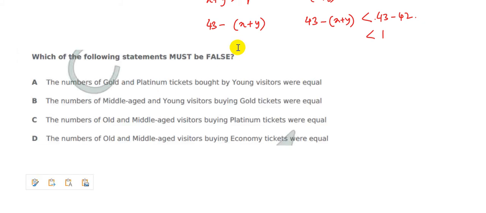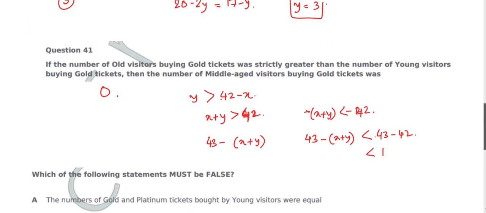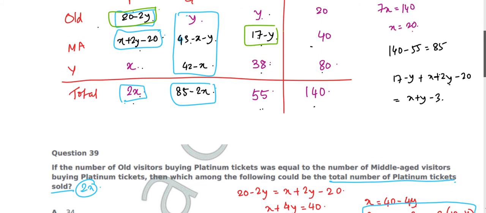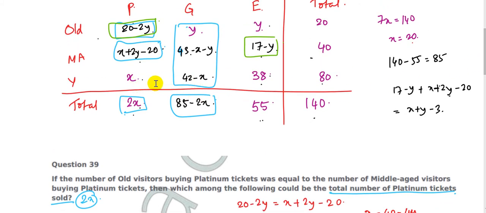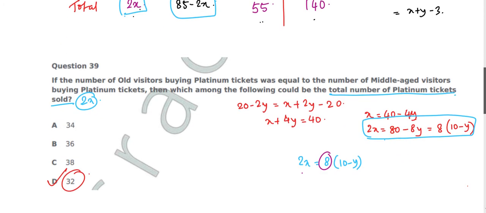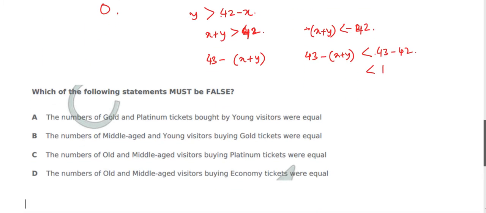Which of the following statements must be false? Number of gold and platinum tickets bought by young visitors were equal. Young visitors, gold and platinum. So if young visitors bought gold and platinum in equal numbers, so x equals 42 minus x, that means 2x equals 42, x is equal to 21. So if x is equal to 21, then the other values can fit in. So there is no problem there. So this can be true.